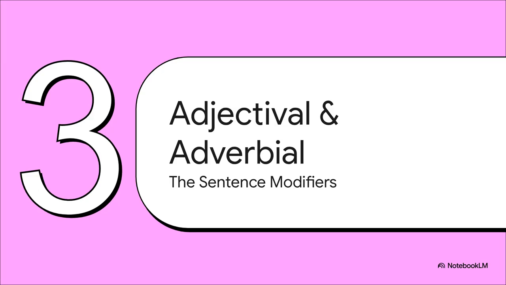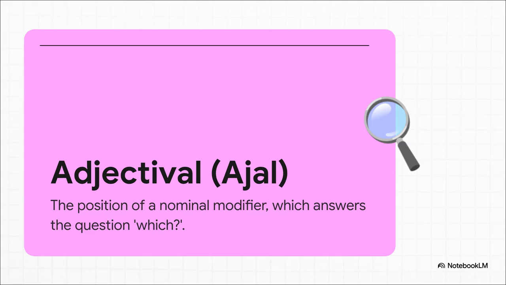So now that we get the main character, the nominal, let's talk about the supporting cast. These are the modifiers. They're the words and phrases that fill the adjectival and adverbial slots, and they're the ones that add all the color, all the detail, and context to our sentences. First up is the adjectival slot. Its job is super simple. It modifies a nominal. It just describes the noun in the sentence. So if you can ask "which one?" or "what kind?" about a noun, the answer is going to be whatever is sitting in an adjectival slot.